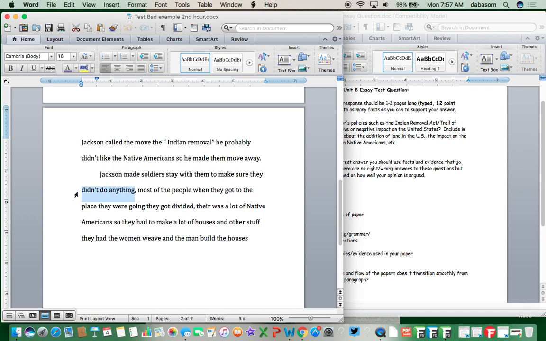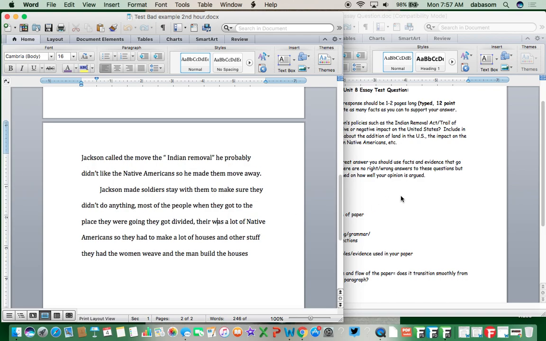Again, confusing. Most of the people, when they got to the place they were going, they got divided. Not sure what this means. There was a lot of Native Americans. They had to make a lot of houses and other stuff. They had the women weave and the man build the houses.